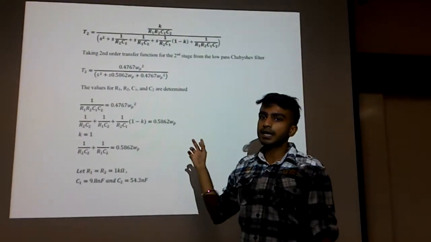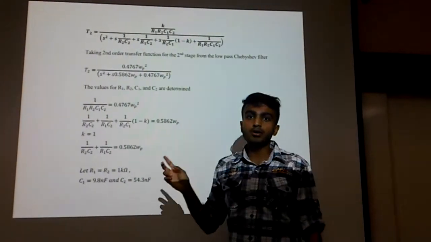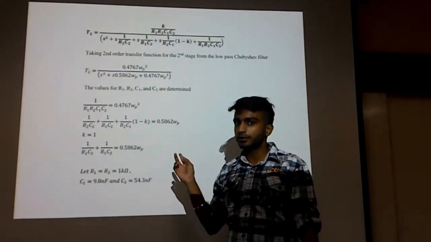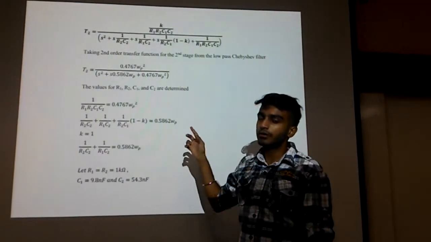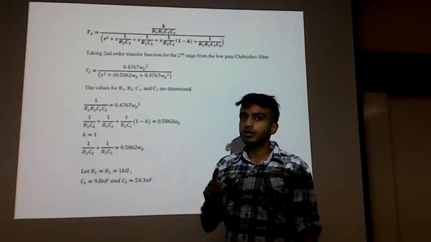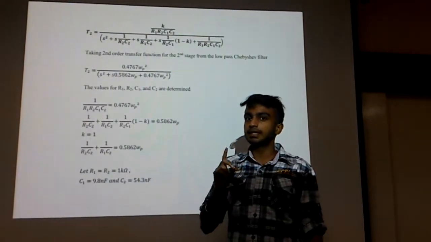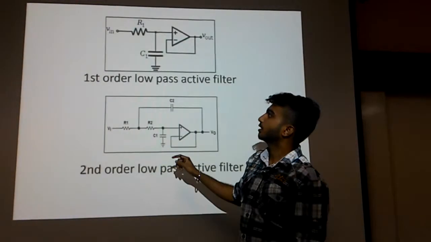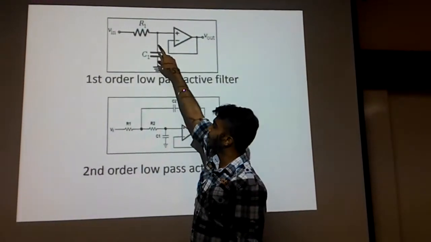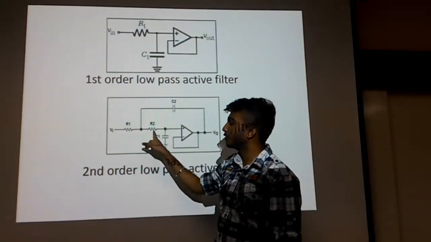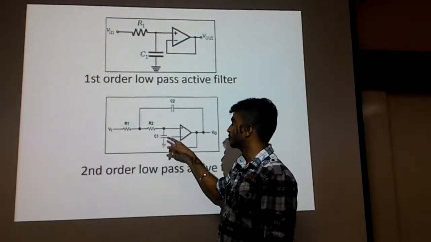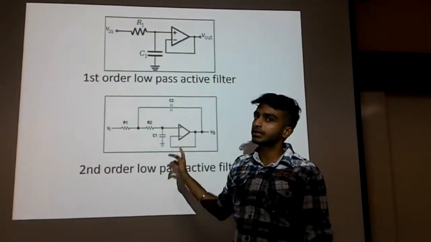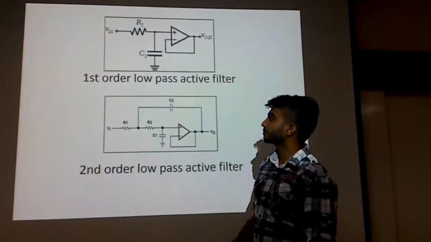If you remember, the second order consists of two capacitors and two resistors. If you go back to the previous slide, you will find that the first order consists of one resistor and one capacitor. Here, this is C1 and R1, whereas here you will find two resistors and two capacitors. Therefore, we name them R1, R2 and C1, C2. This is the main difference.